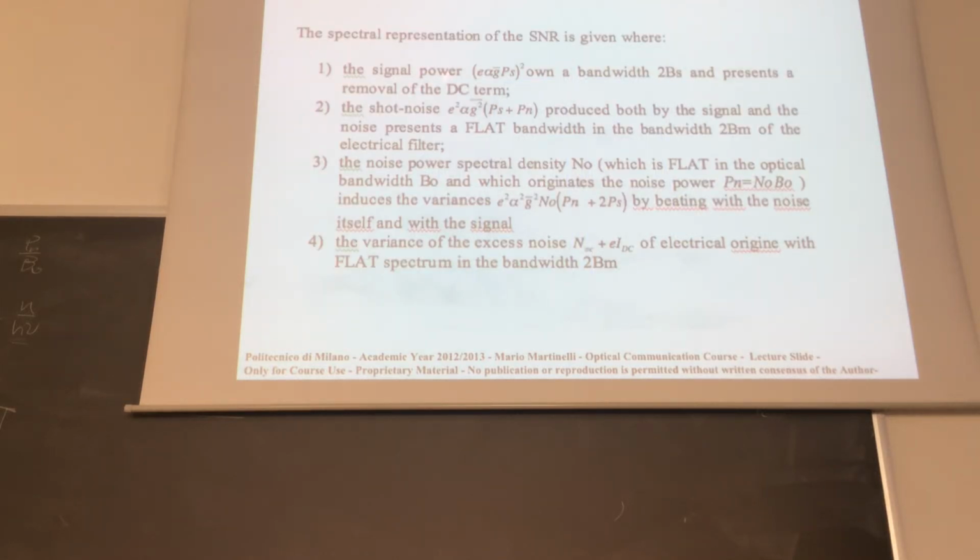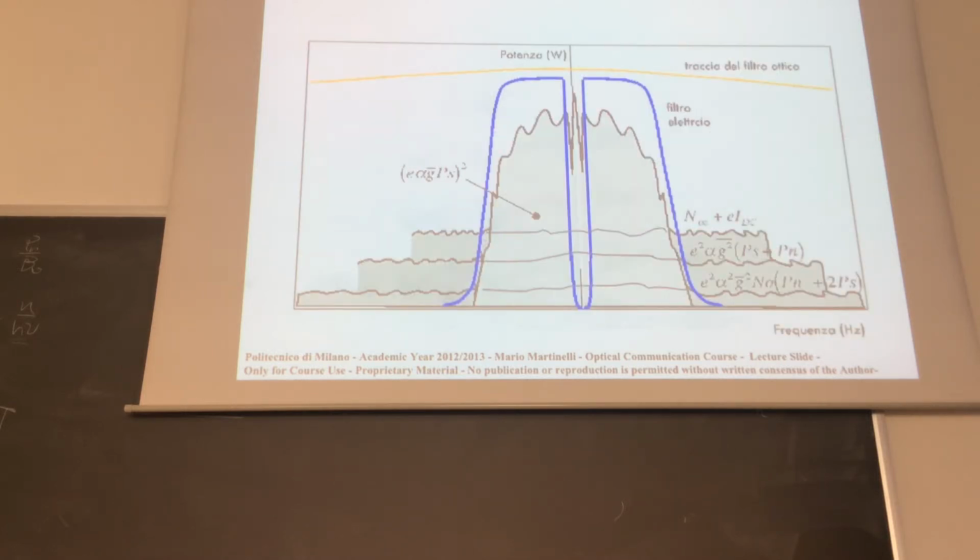So the signal power has a bandwidth 2Bs and presents a removal of the DC term. The shot noise produced both by the signal and the noise presents a flat bandwidth. The noise power spectral density, N0, induces a variance by beating with the noise itself, in this case, and with the signal, with the term 2. The variance of the excess noise presents a flat spectrum in the bandwidth 2Bm. Okay, so this is the description of the spectrum.